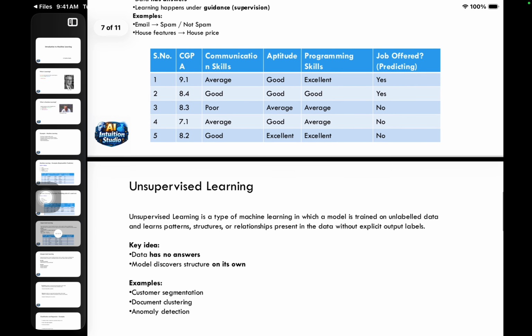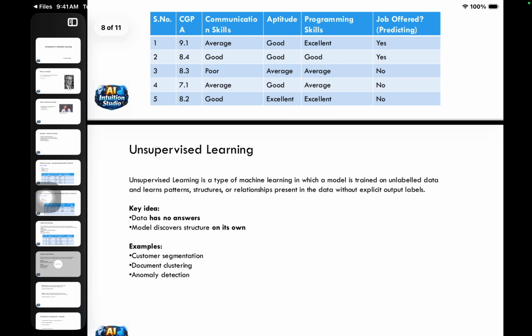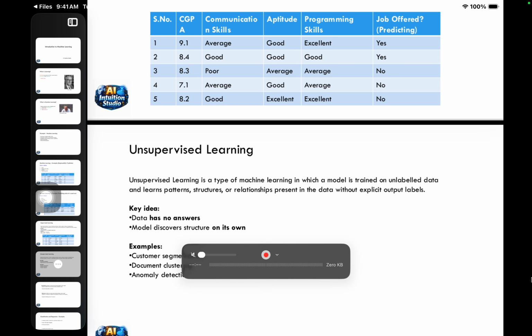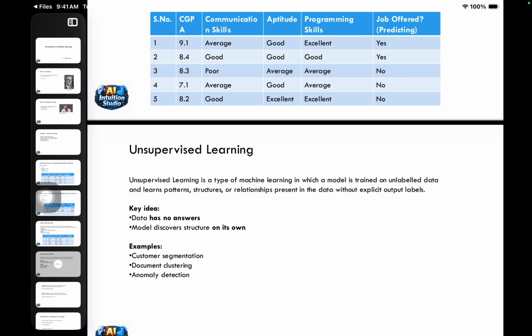Let's move on. Now let's understand unsupervised learning using a business example. Market segmentation. Imagine a company has data about thousands of customers: their age, income, location, spending habit, and purchase history. Notice something important here. The company does not know the customer type in advance. There is no label saying premium customer, budget customer, or occasional shopper. The machine is only given customer data with no predefined categories.